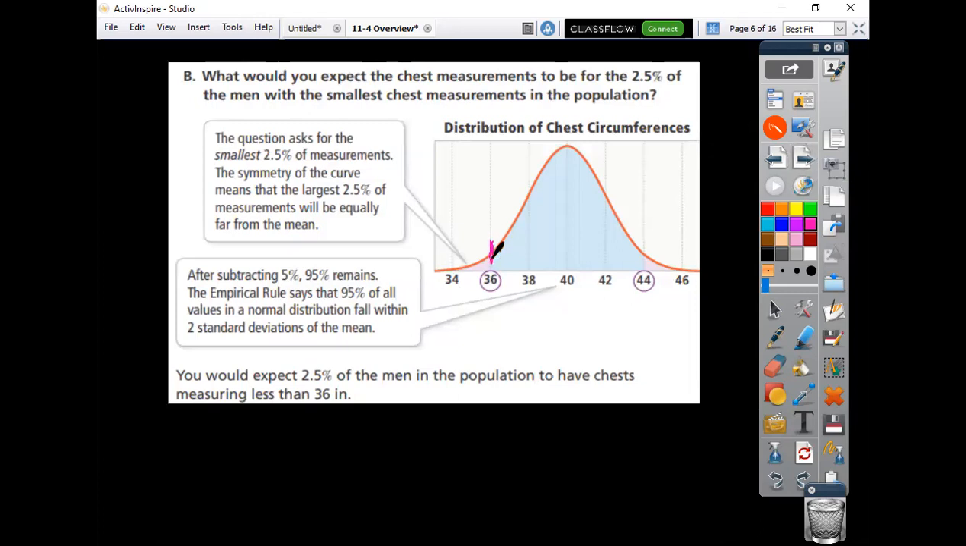So down here, remember from here to here was 95. So that left 2.5 above that and 2.5 below. So 36, there would only be 2.5% below them. If you were talking about the 44, there would be 97.5% below there.